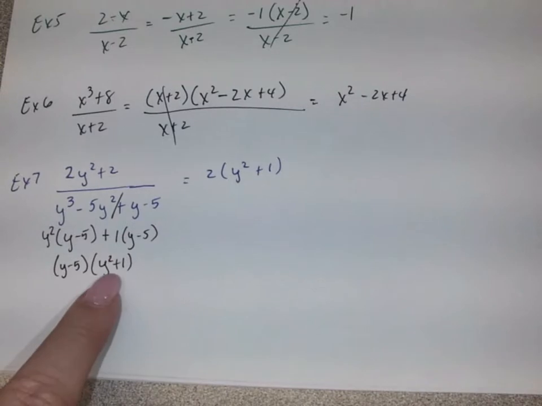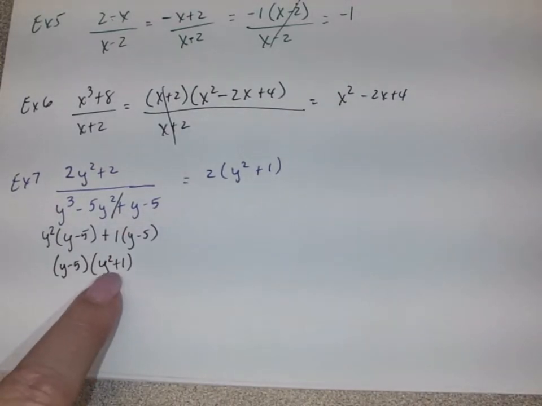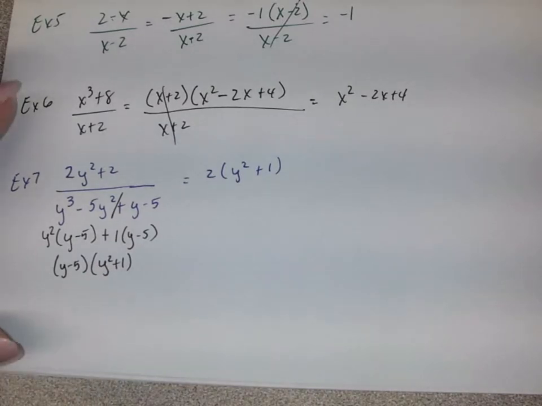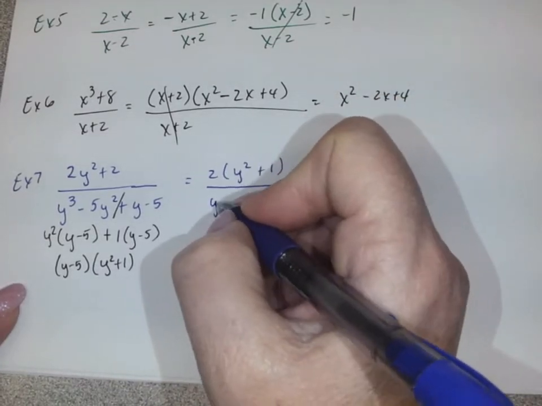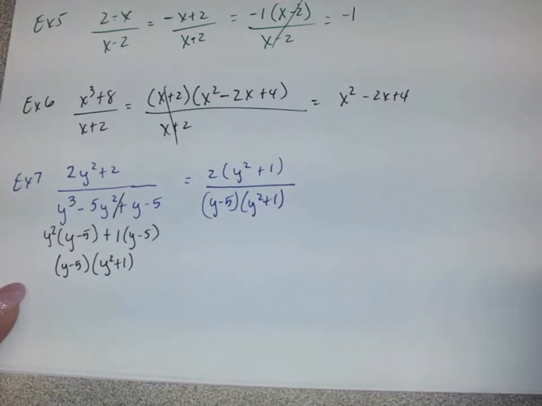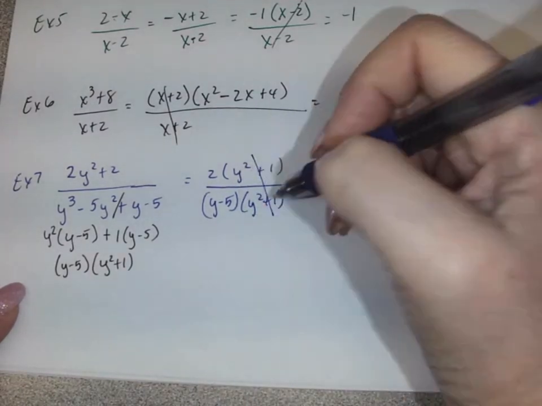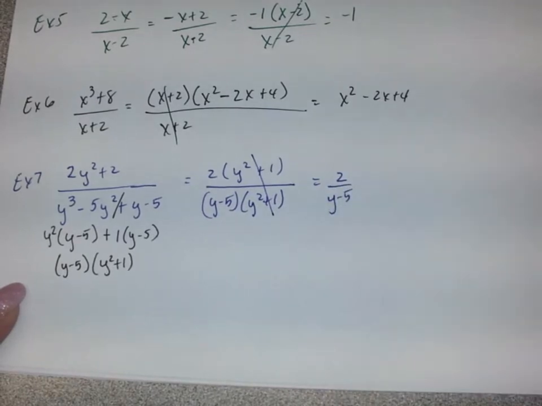And y squared plus 1 is not going to factor because it's not the difference of squares, it is the sum of squares, and those are unfactorable. All right, so this will be y minus 5 times y squared plus 1. Well, our y squared plus 1's will cancel, and we end up with 2 over y minus 5.